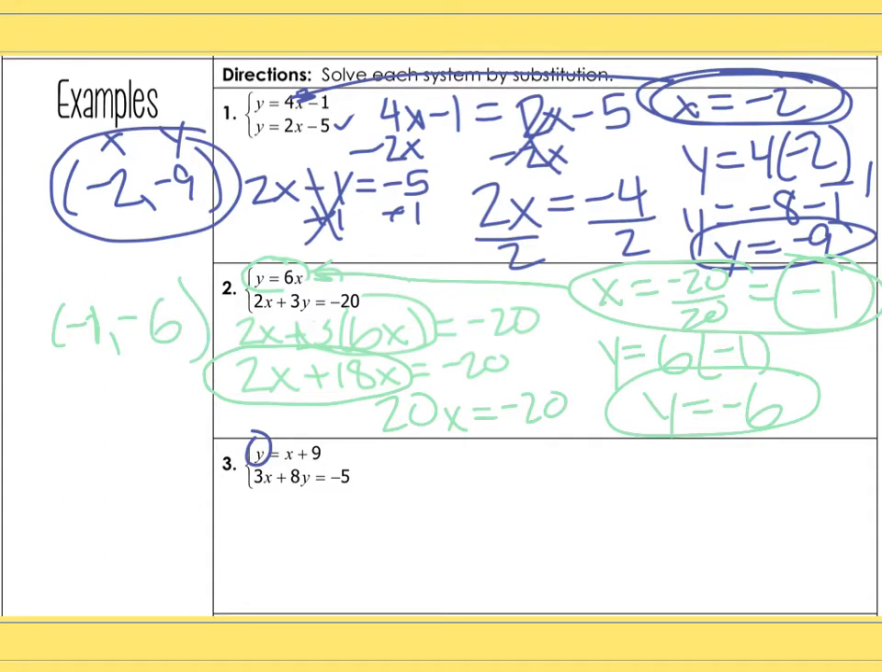Pretty easy so far, isn't it? It'll get a little bit more challenging, but it's nothing that we can't handle, right? We are capable mathematicians. Number 3, we're given that y is equal to x plus 9.